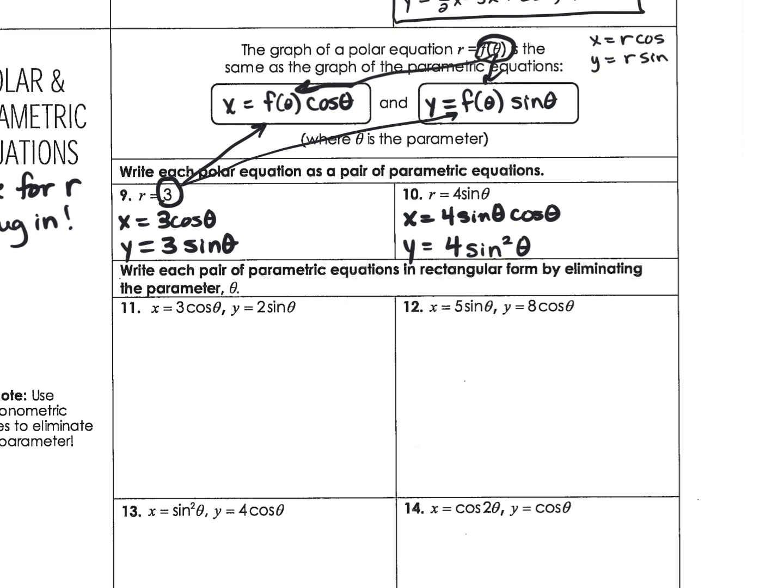Well, what if we already have the x and the y in terms of the parameters? We do this the same way we did for t, except instead of solving for t this time, guess what we're going to solve for?